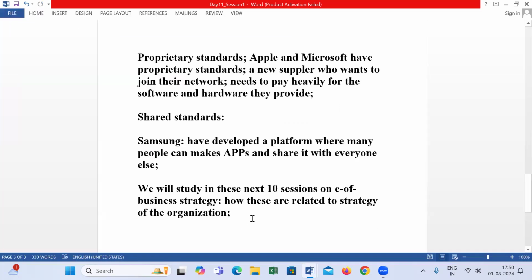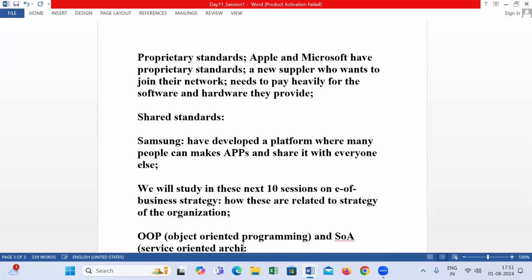So it's study in this case. And next thing is OOP and SOA. OOP stands for object-oriented programming, and SOA stands for service-oriented architecture.